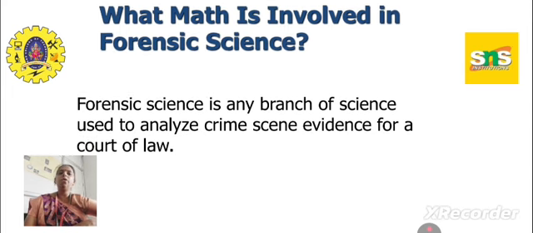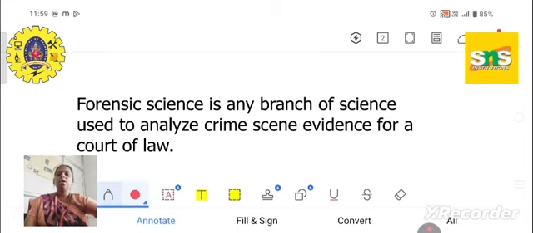What math is involved in forensic science? Before getting into the applications of eigenvalue, let us first see the definition of forensic science. Forensic science is any branch of science that is used to analyze crime scene evidence for a court of law. So, forensic science helps us to analyze crime evidence problems, and it helps us to draw solutions to such kinds of problems.